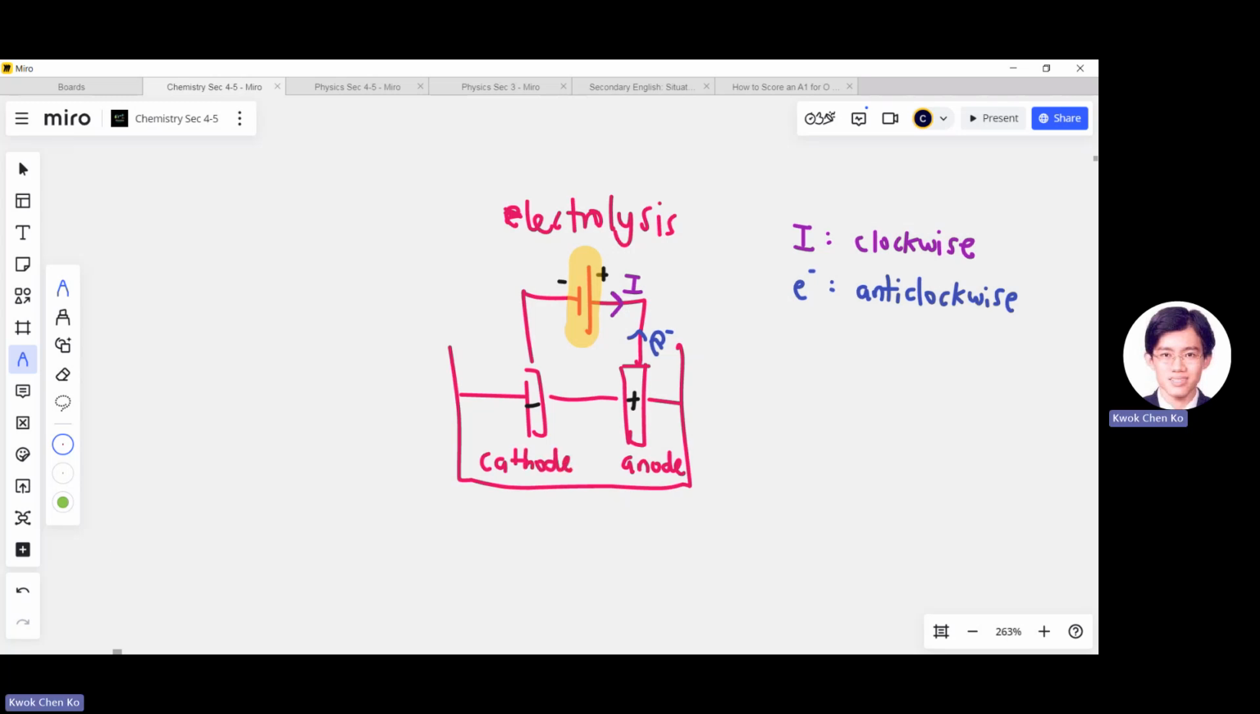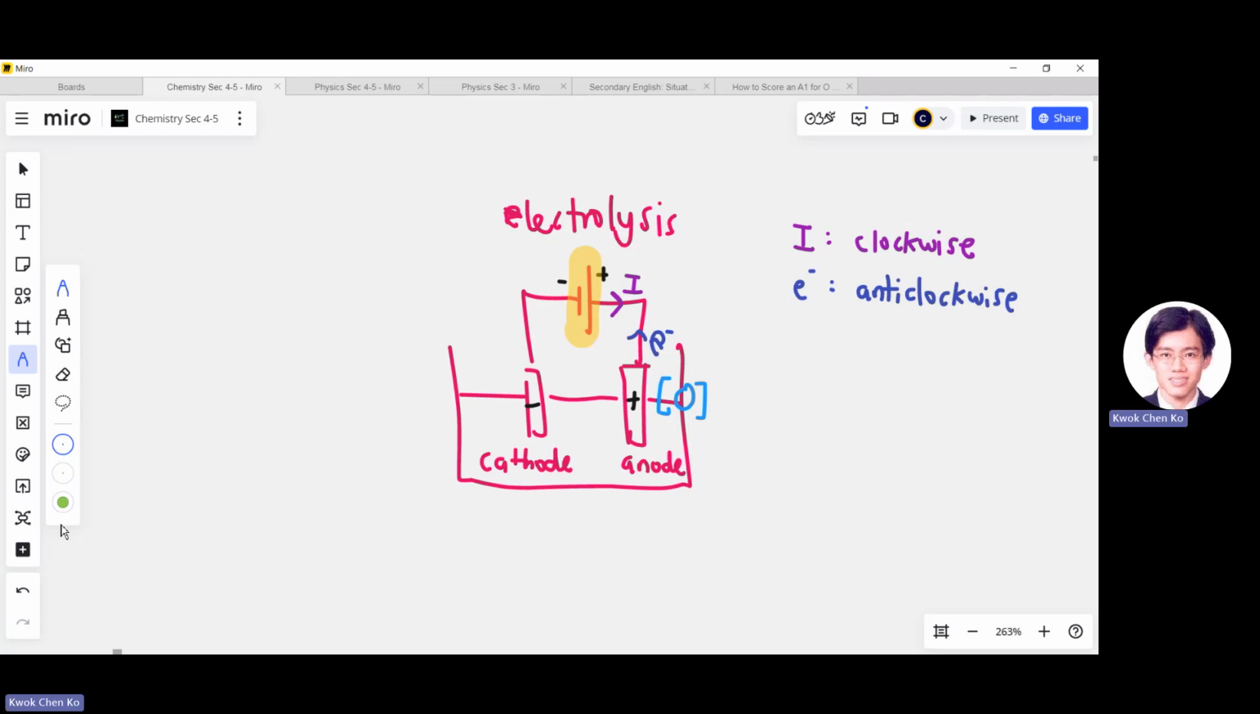How do I know? There are a few ways. One of the ways I remember is, notice electrons are lost from this one. Electrons are coming out. So anytime electrons are lost, that constitutes oxidation. And this one must be undergoing oxidation. Hopefully you still remember redox: oxidation means loss of electrons.